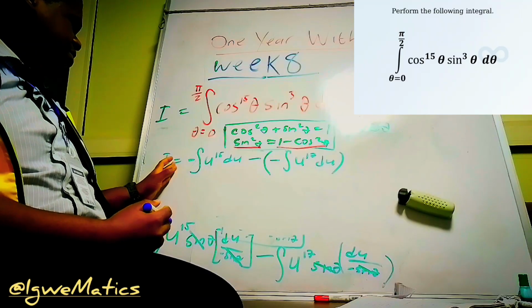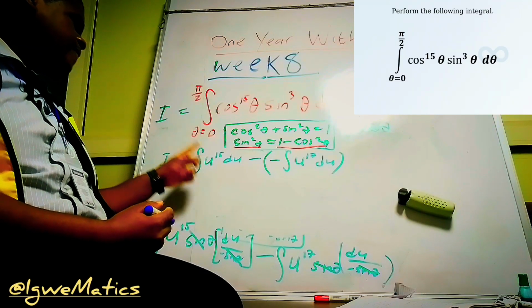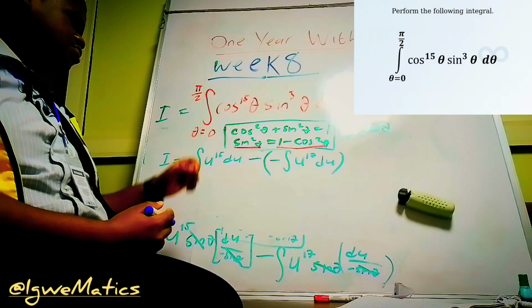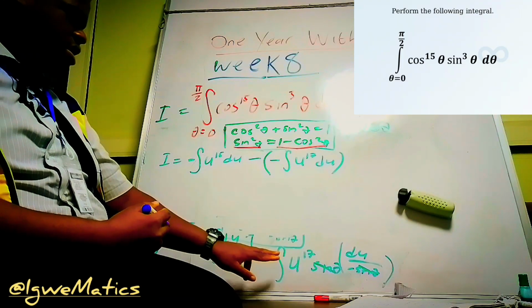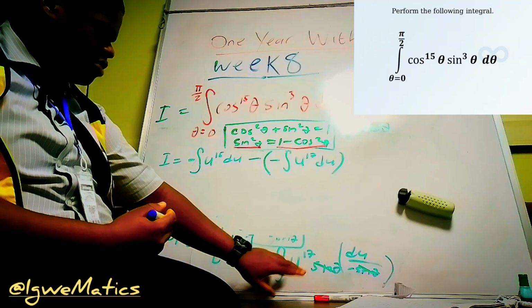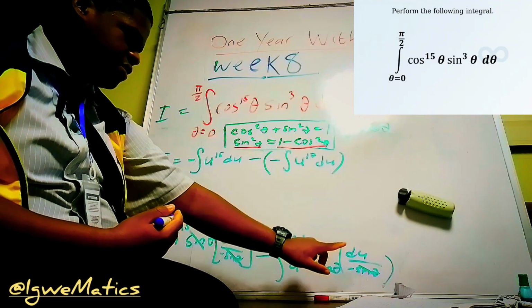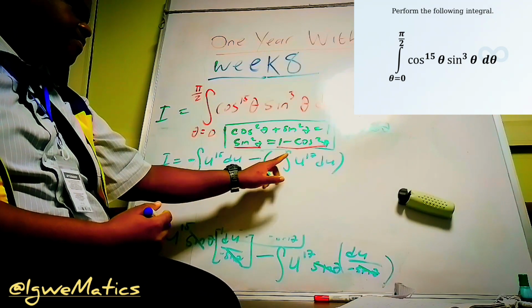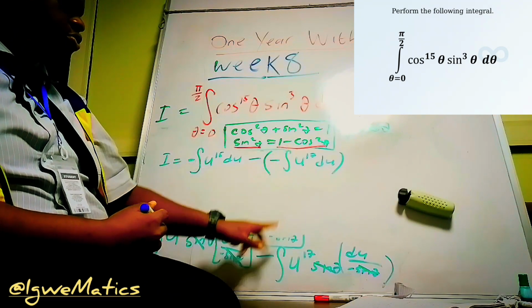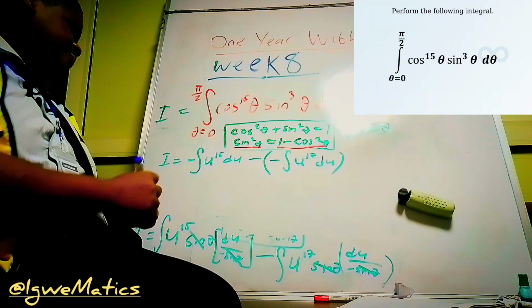So we have I equal to minus 1 times the integral of u to the power of 15 du, minus, so I put the minus here, times the integral of u to the power of 17 du over minus 1. The minus 1 is a constant, so I can bring it out. And that's what I did here. The integral continues, the integral of u to the power of 17 du. And that is it here.